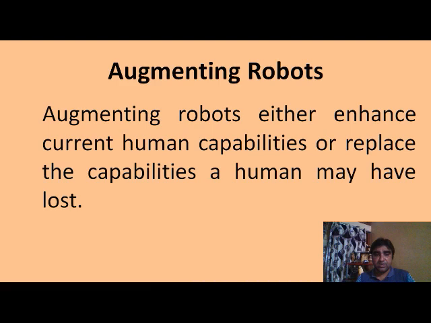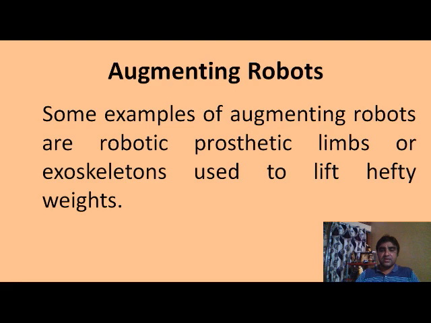Another type of robot is the augmenting robot. Augmenting robots either enhance current human capabilities or replace capabilities a human may have lost. Some examples of augmenting robots are robotic prosthetic limbs or exoskeletons used to lift heavy weights. Nowadays, different research institutes, including our NIT Arunachal Pradesh, are also researching augmenting robots.